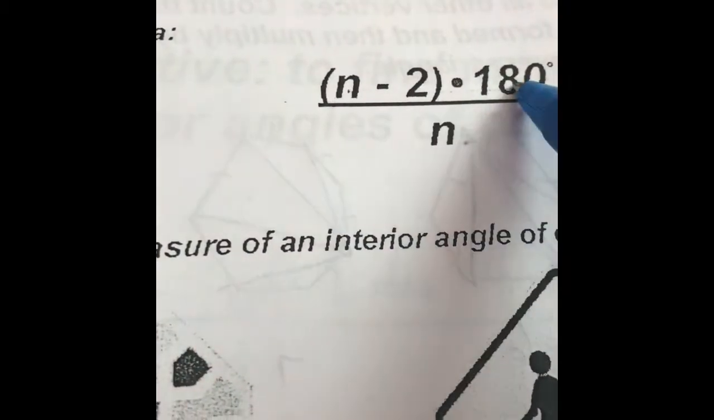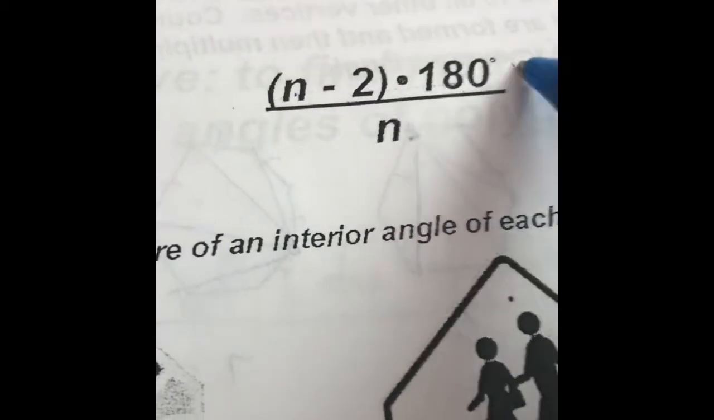So this is what we're going to do to find one angle. The numerator is what we did on the last page. You're going to take the number of sides minus 2 to get the number of triangles times it by 180. That is the total number of degrees in the shape. Then you're going to divide it by the number of sides in the shape to get one angle. So let's do some practice problems.